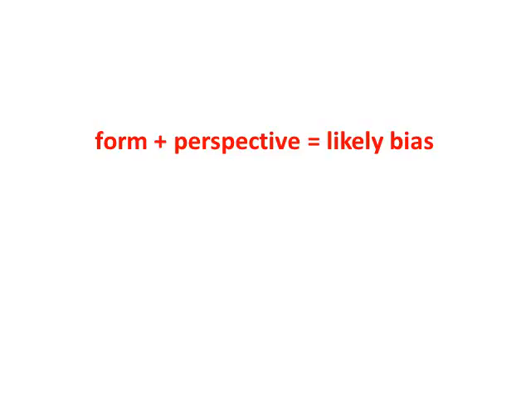So to begin your answer to this question, you need a good understanding of the attitudes that the writers have and why they have them. You can work this out using a kind of formula. The form of the writing plus the perspective of the writer equals the likely bias of the text. Form plus perspective equals bias.